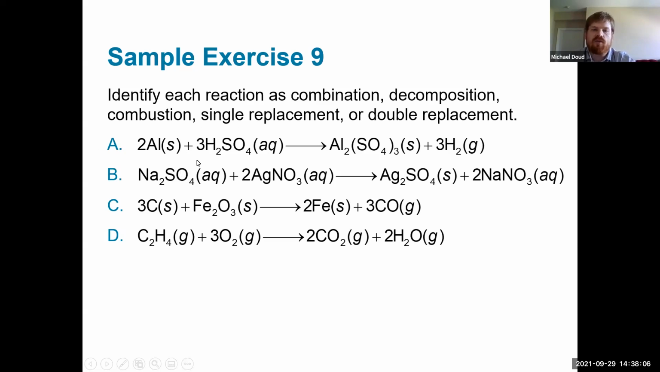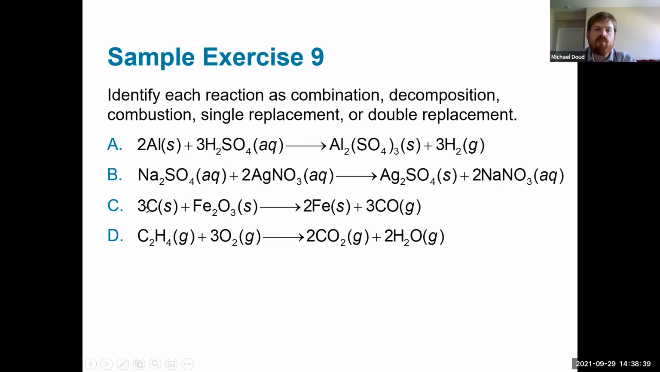Okay, next up we have sodium sulfate plus 2 silver nitrate reacts to form silver sulfate and 2 sodium nitrate. Well, what do we have here? This is where we have our do-si-do, right? This is the double replacement reaction where sodium, the cation of the first, is going to pick up the anion of the second, nitrate, to form sodium nitrate. The cation of the second, silver, picks up the anion of the first, sulfate, to form silver sulfate. So double replacement reaction.